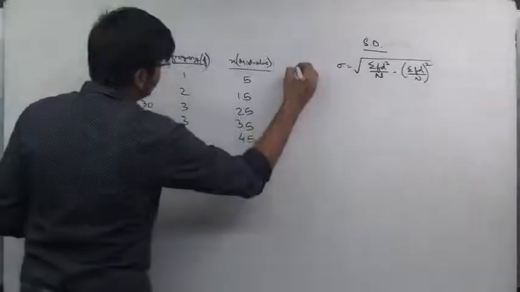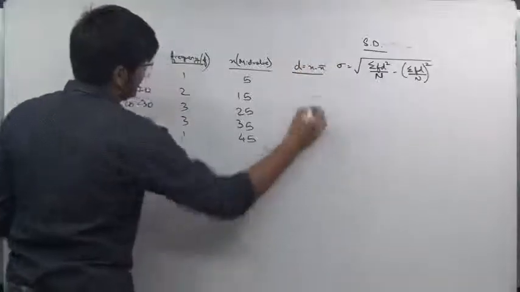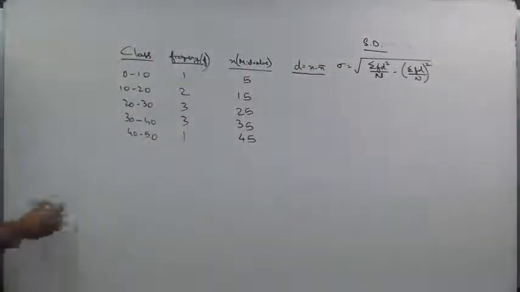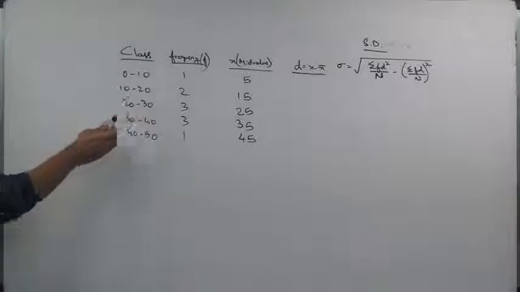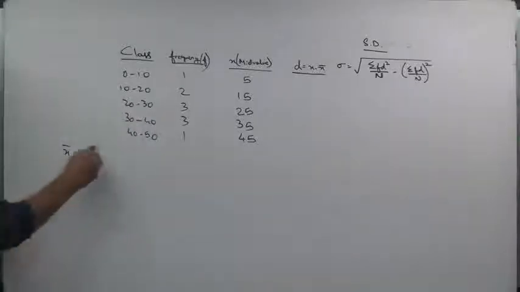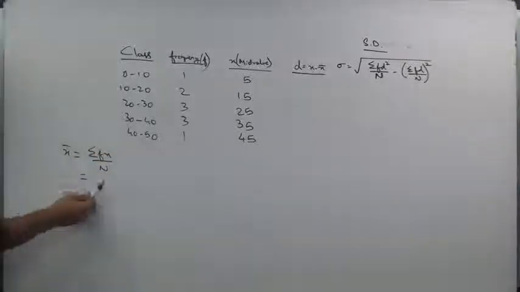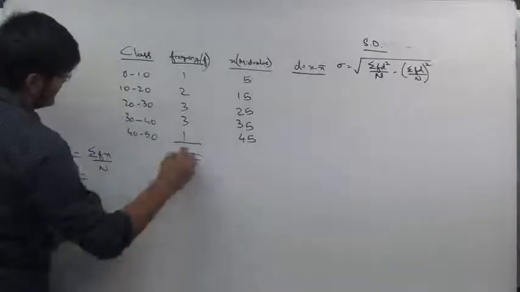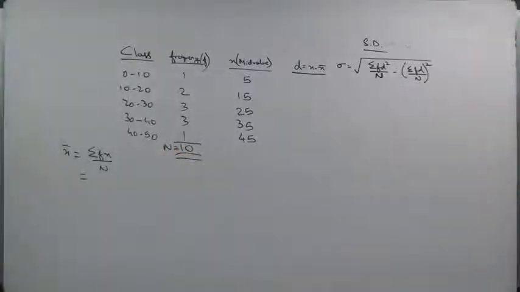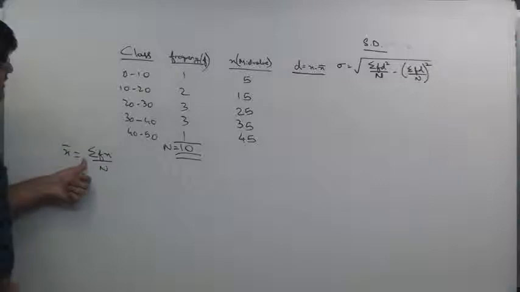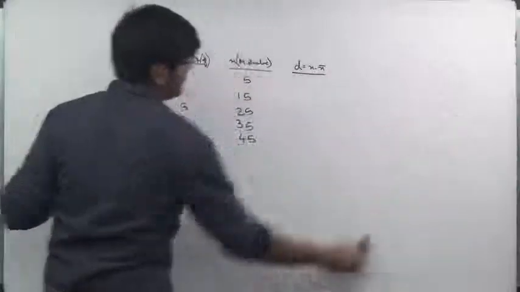Next, we need D. What was the formula for D? Same as in the last sum, x minus x bar. What is x bar? The arithmetic mean. What is the formula for arithmetic mean in a continuous series? Direct method, summation fx by capital N. What do you mean by capital N? Total frequency. What is the total frequency here? 10. Summation fx. So we need to find out fx also. For now I'll just erase the formula.